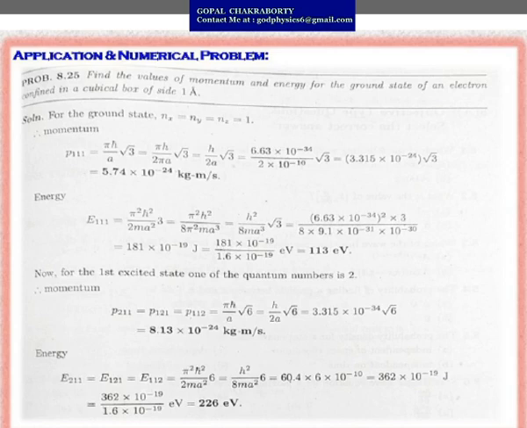Now for the first excited state, one of the quantum numbers is 2, so the momentum will be P211 or P121 or P112, that value equals pi h cut by a under root 6. Again if you substitute, h by 2 pi under root 6 gives you 8.13 into 10 to the power minus 24 kg meter per second. Similarly, you can find the energy, E211 or E121 or E112, that equals pi square h cut square by twice m a square into 6. Substituting that value will give you the energy eigenvalue equal to 226 electron volt.